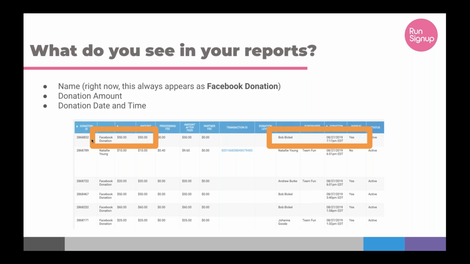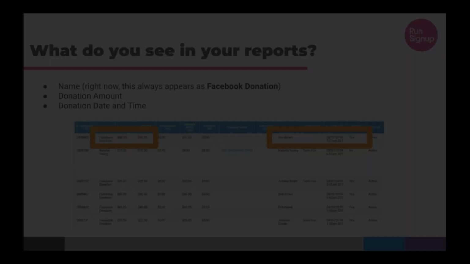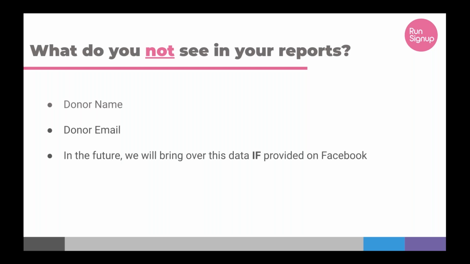The other information you're going to get on your reports is the amount of the donation, the fundraiser it's associated with, and the date and time when the donation was made on Facebook. What do you not see in your reports? You are not going to see the Facebook donor's name. You're not going to see the Facebook donor's email.